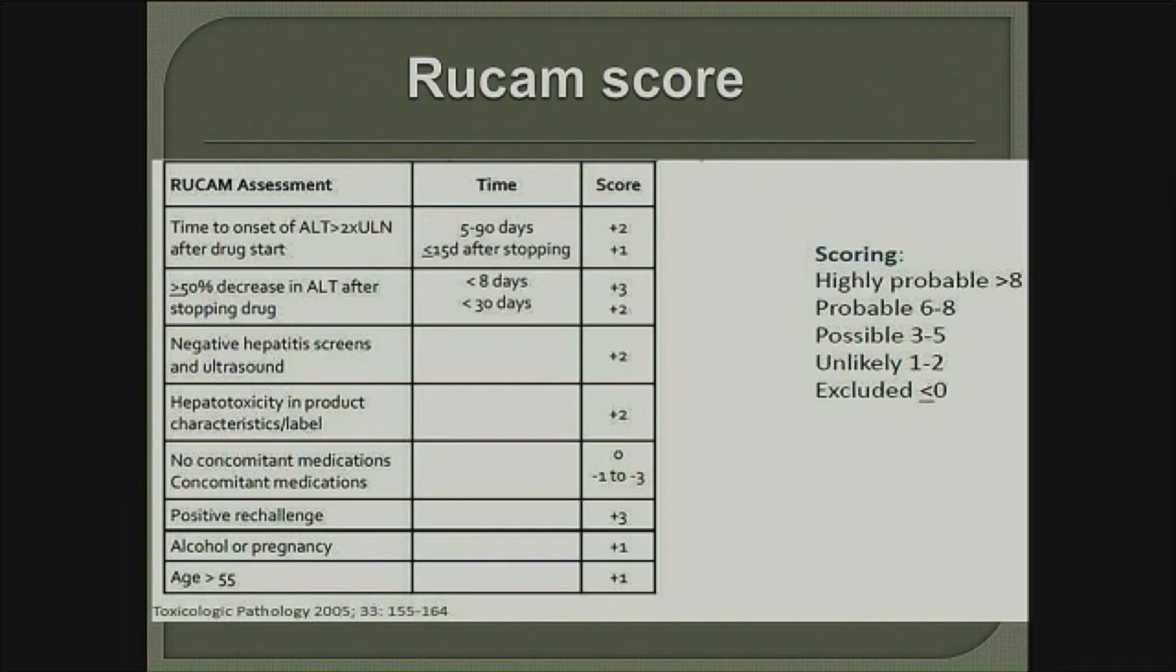The famous one is the RUCAM score. We can see the parameters used to assess the RUCAM score, like time to onset of ALT, or decrease of ALT after stopping the drug. We can see the score here, and then look at the scoring system. So highly probable if the score is more than 8.